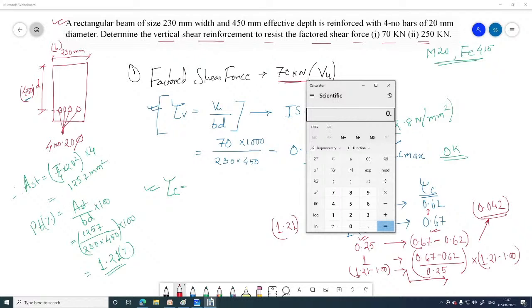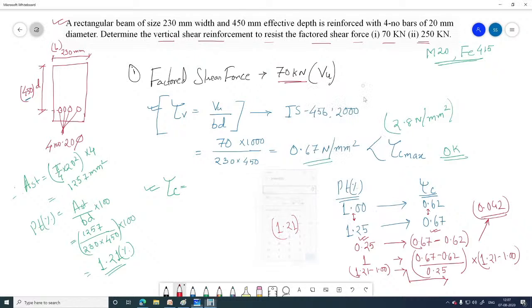Look, 0.67 minus 0.62 by 0.25 into 0.21. Look, 0.042. So this is the corresponding value of difference of 0.21, right?